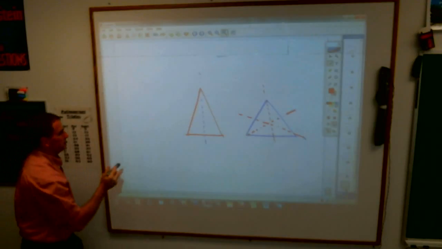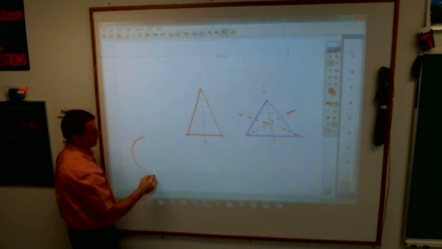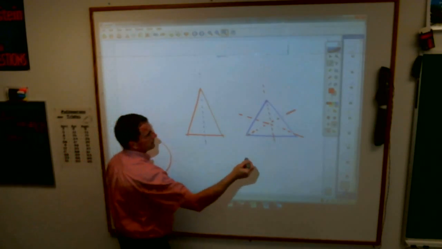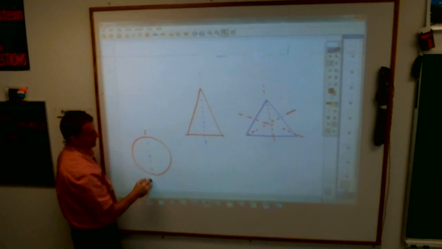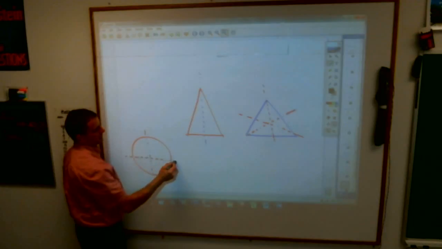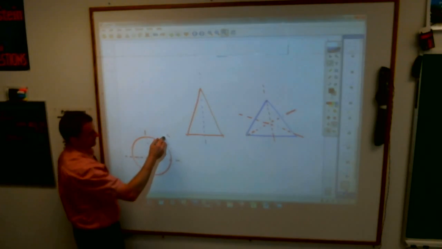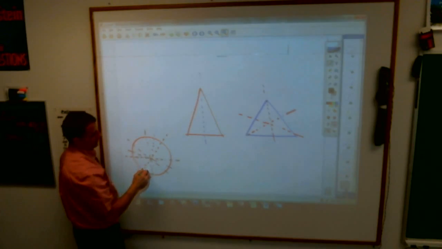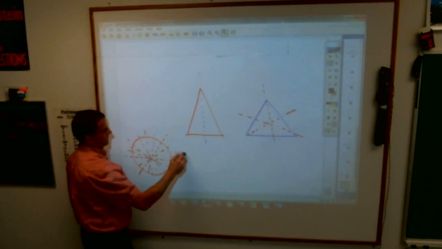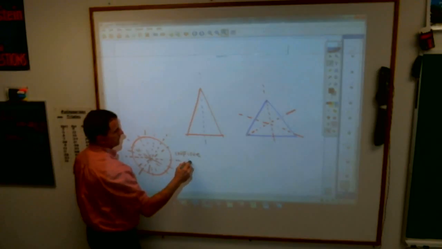And then what about a circle? Lines of symmetry for a circle. Well, you can cut it like this. You can cut it like this. Are there other ones? Yes. Go diagonal. Are there more? Yes. Any place where you have a diameter that goes through the middle. There are infinite lines of symmetry.